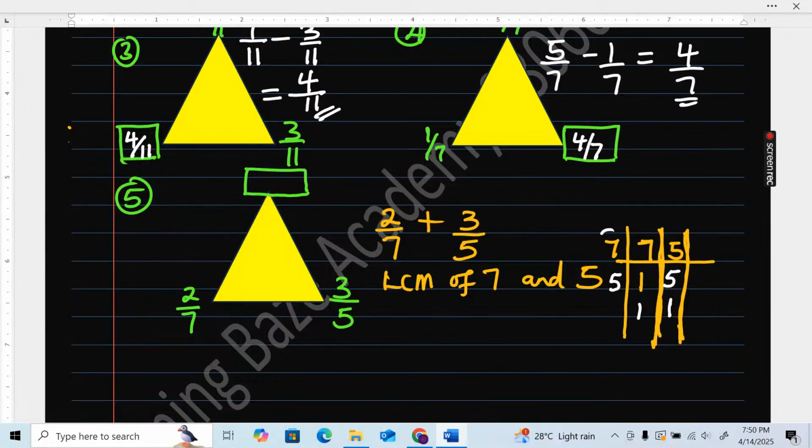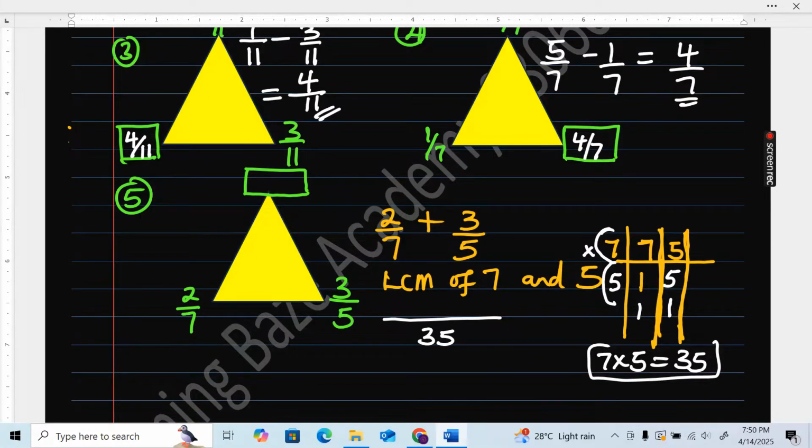Okay, now we're going to multiply the divisors. We'll multiply 7 by 5. They are called the divisors. So 7 times 5 is equal to 35. So this is the LCM. 35 is the LCM. So you rule your line, write down the LCM below the line.